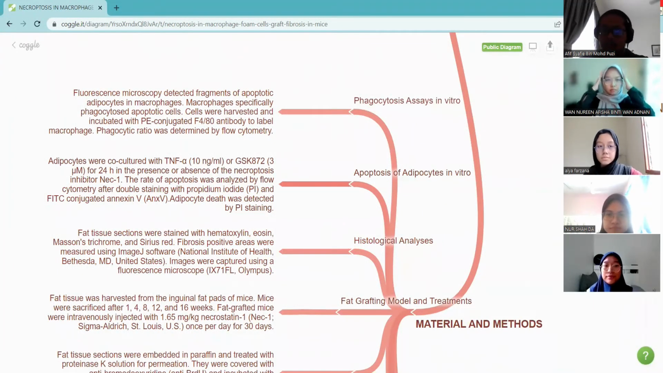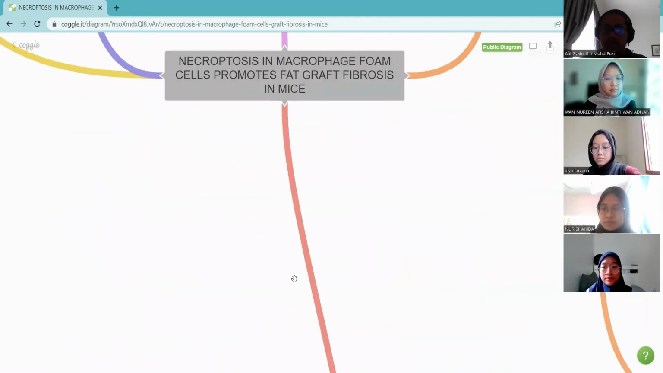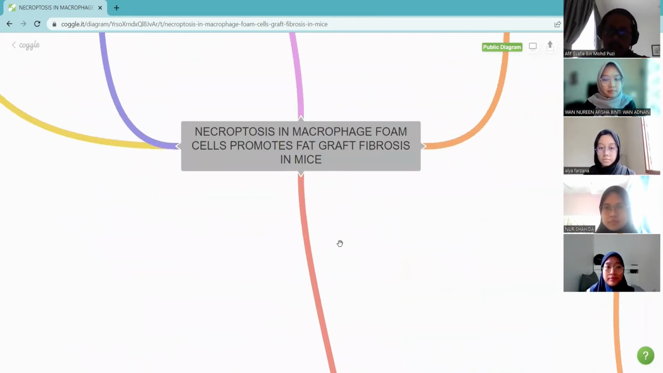We are from group 3 and we are going to present about necroptosis in macrophage foam cells promotes fat graft fibrosis in mice. So before we start presenting our mind map, let's introduce ourselves first.